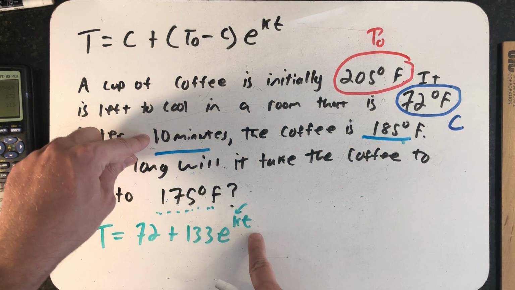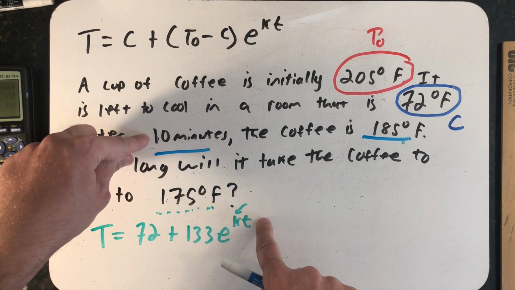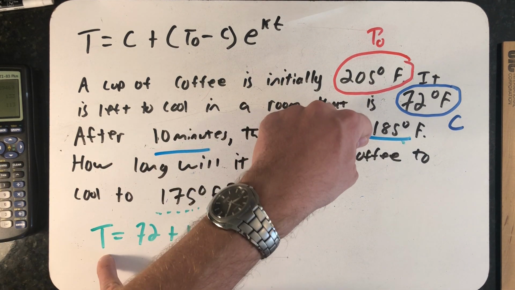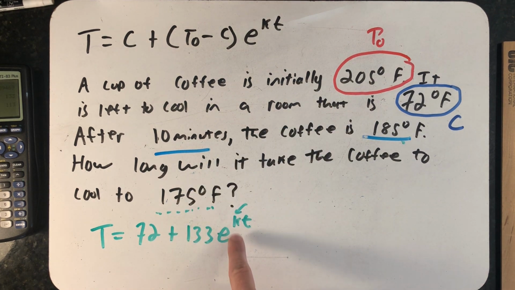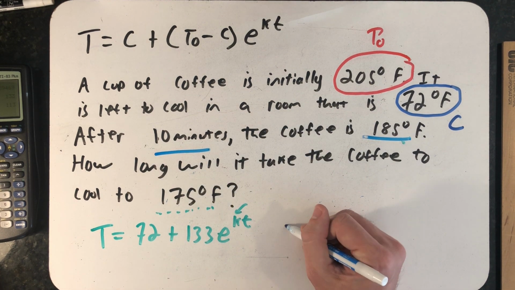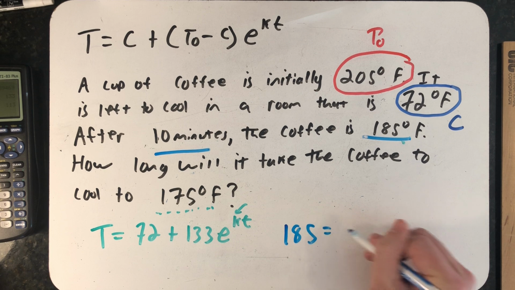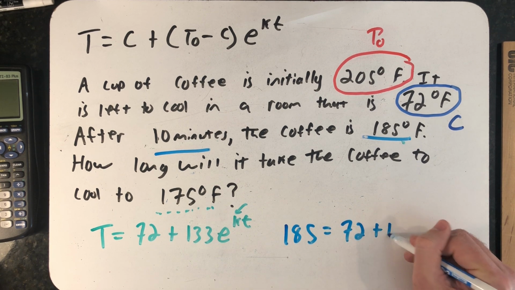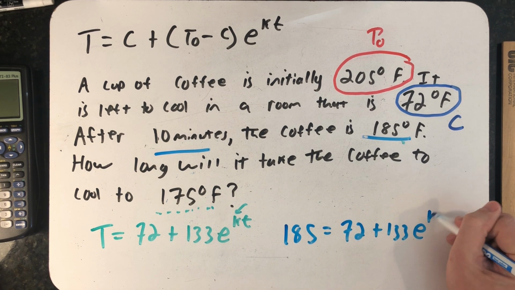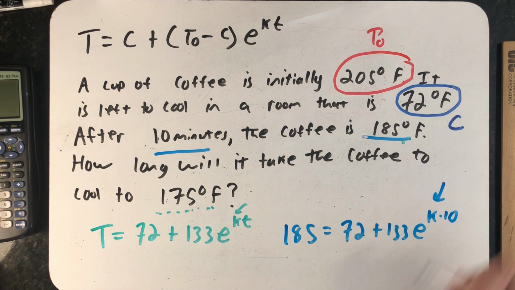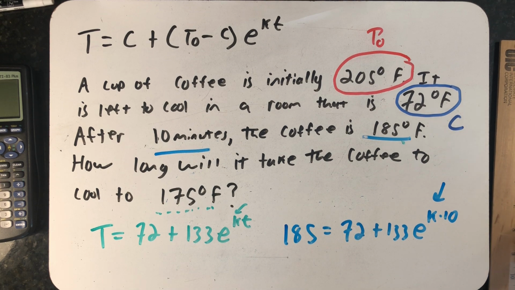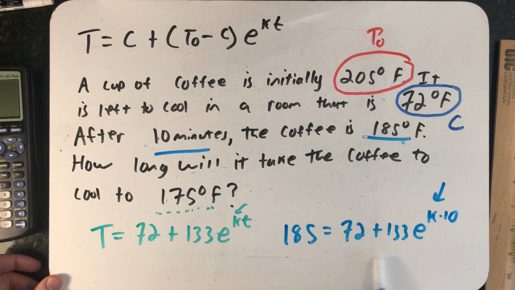So I know when little t is 10 minutes, big T should be 185 degrees Fahrenheit, and that will let me solve for k. So to start, we need to solve this exponential equation for k. After I know the value of k, I'll have the total model for the temperature of this coffee cup, and I'll be able to figure out how long it takes to cool down to 175 degrees Fahrenheit. So let's solve this and find k.